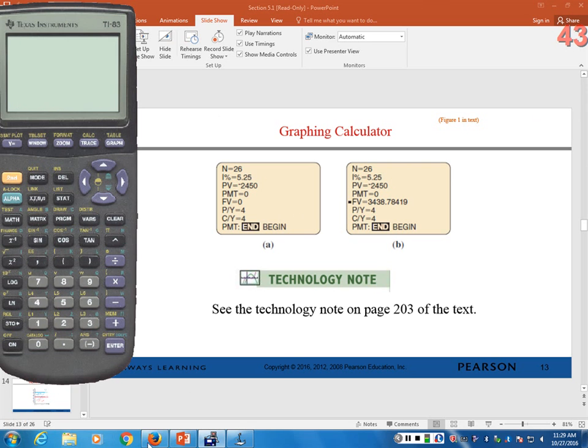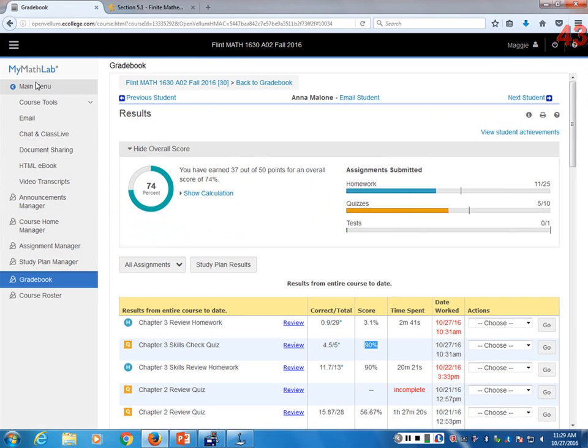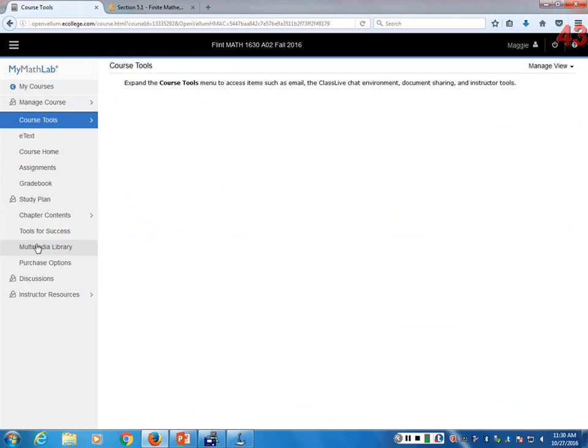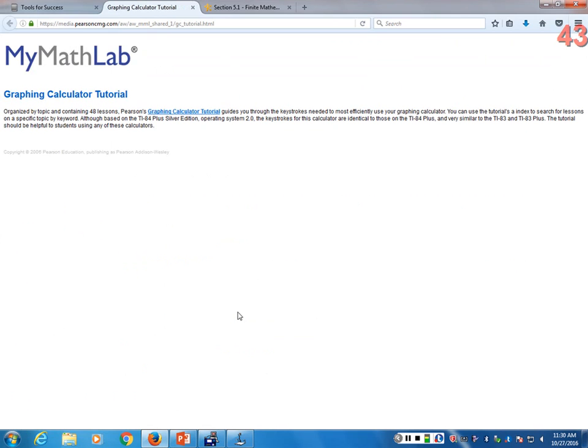You go to the textbook. Okay, if you go into MyStatLab and Tools for Success, we don't want the manual, we want the tutorial. And this is for the TI-84, for those of you that have the 84. This will also help us with the 83, it's just we access it differently.